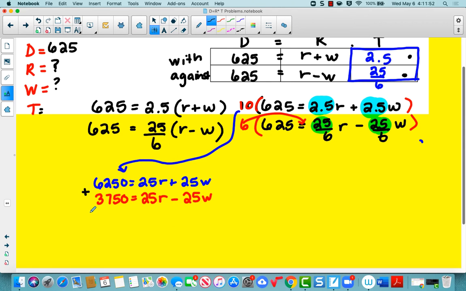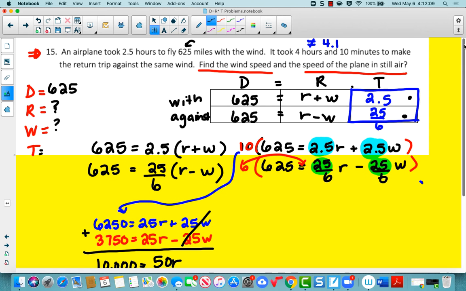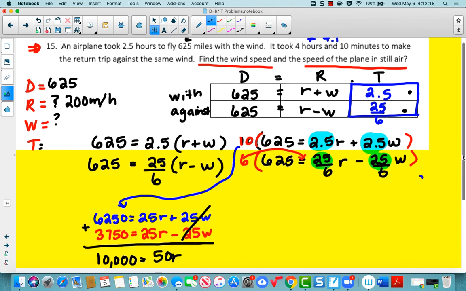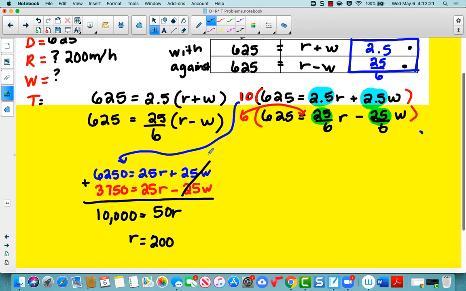If I add the equations together, I'll get 10,000 equals 50R, and the W terms will cancel. So R is going to work out to be 200 when I divide both sides. So my rate of the plane is 200 miles an hour. And I've got to find my wind. You have a couple options. You could plug it into any one of these formulas. I actually thought this one was the easiest.